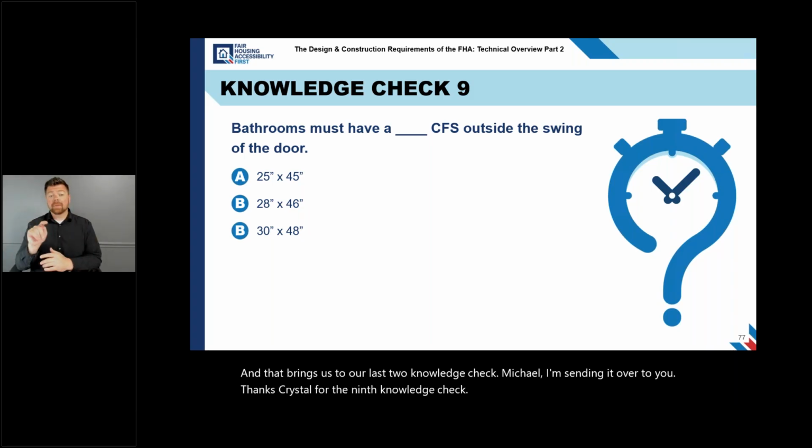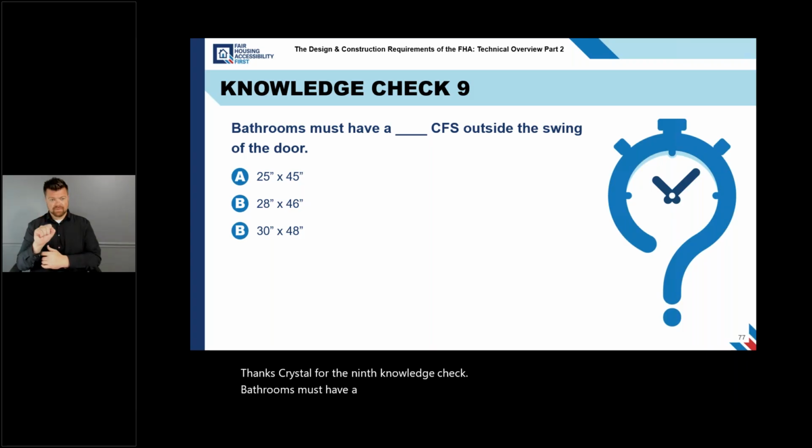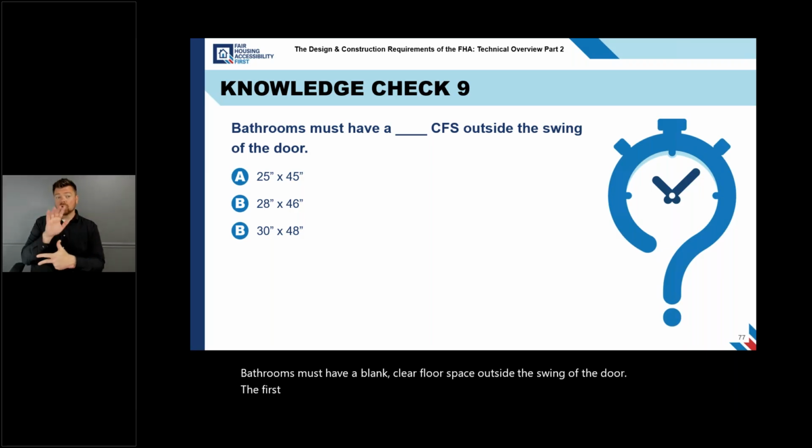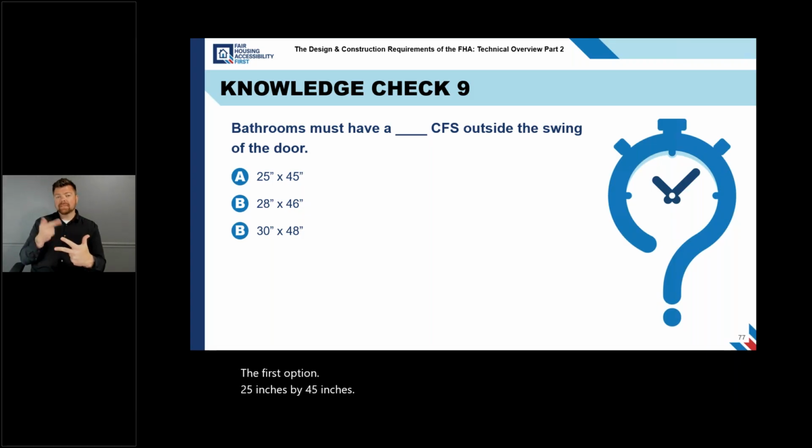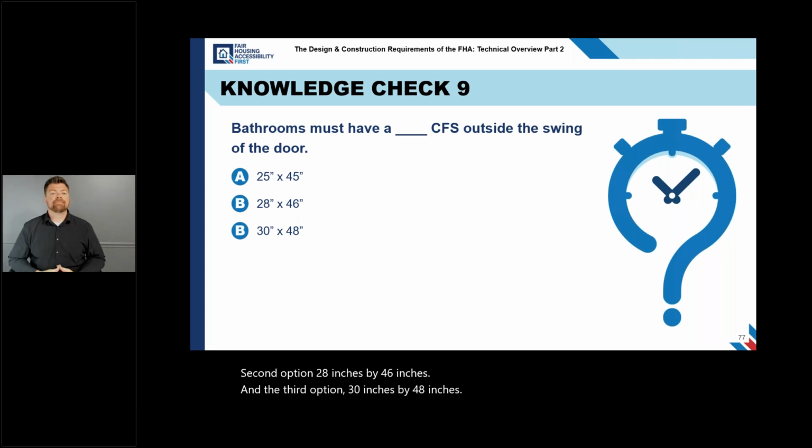bathrooms must have a blank, clear floor space outside the swing of the door. The first option, 25 inches by 45 inches. Second option, 28 inches by 46 inches. And the third option, 30 inches by 48 inches. So go ahead and launch this poll.